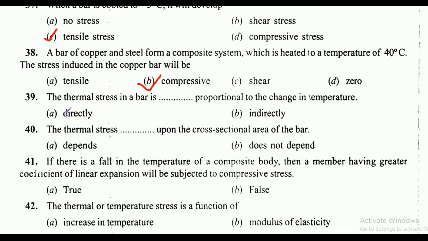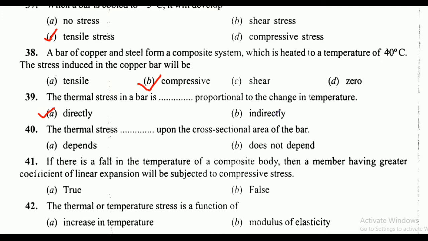Now next is the thermal stress in a bar is dash proportional to the change in temperature directly or indirectly. So here friends, correct answer is option A, that is directly. Thermal stress in the bar is directly proportional to the change in temperature.